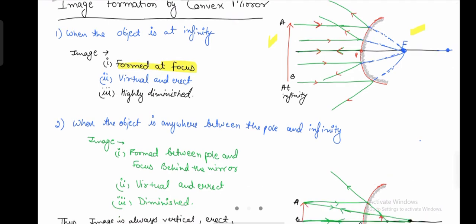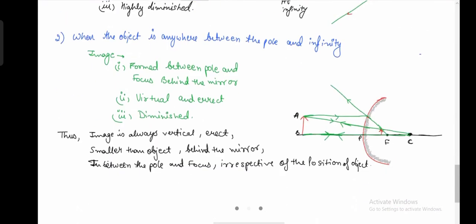Then the next scenario. See, in the case of convex, we only have two scenarios. One is when the object is at infinity, and the second is when it is not at infinity, so it could be anywhere. But in the concave, there are various scenarios. So in this case, let's talk about the second one, that is when the object is anywhere between the pole and infinity, but not at infinity. So in this case, what will be happening?